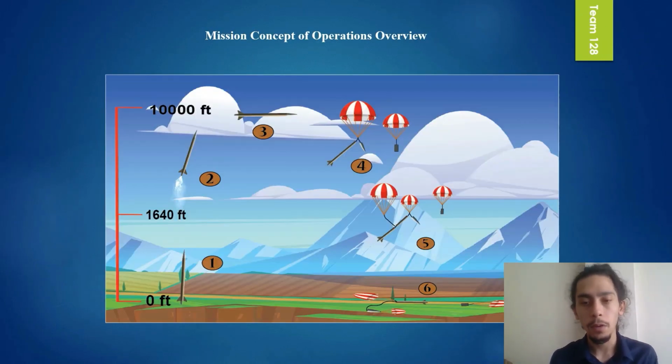Mission concept. The rocket will reach the apogee in 24 seconds. The first separation will be at the apogee. The payload parachute and the drag parachute will come out here. The payload will descend at 40 feet per second. The rocket will descend at 86 feet per second.